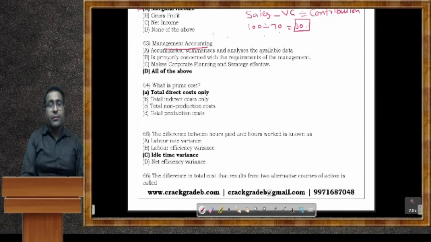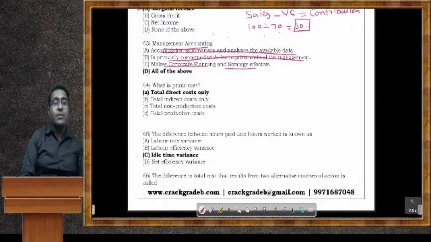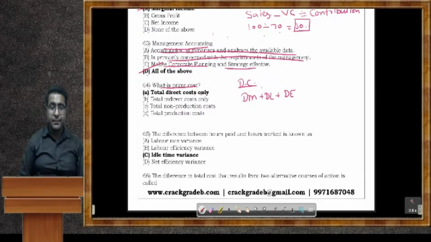Management accounting accumulates, summarizes and analyzes the available data, right? It is primarily concerned with the requirement of the management, right? It makes corporate planning and strategy effective. Yes, it is also concerned with the requirement of the management, right? So the right answer is all of the above. What is prime cost? It means all types of direct cost: direct material, direct labor plus direct expenses.